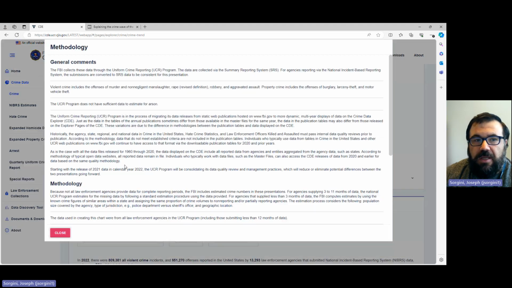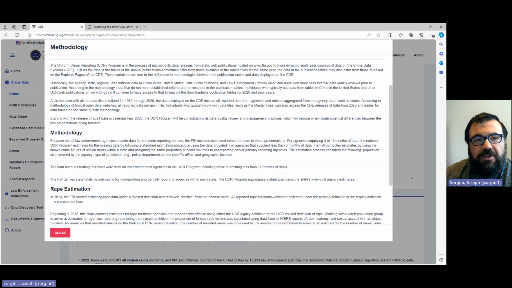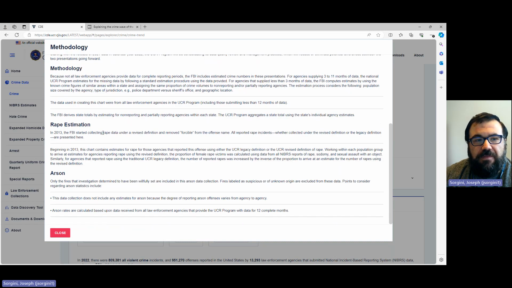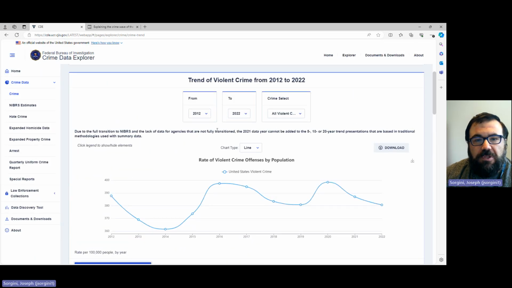They even tell you how the numbers are calculated. They mention that they don't have sufficient data to estimate for arson. They tell you what the violent crimes are. They tell you their methodology. They even say here, data released from 1960 through 2020. They're going to have all the data files available there. They mention the change in the definition of rape, as I mentioned before, and also some of the issues with arson. If you wanted to pull out the full picture, as I said before, right now the publicly available data only goes from 1985 to 2022.